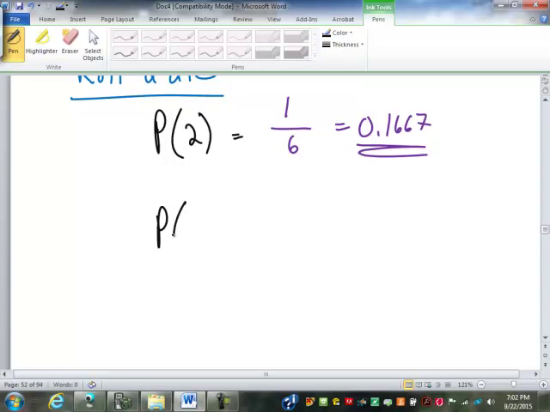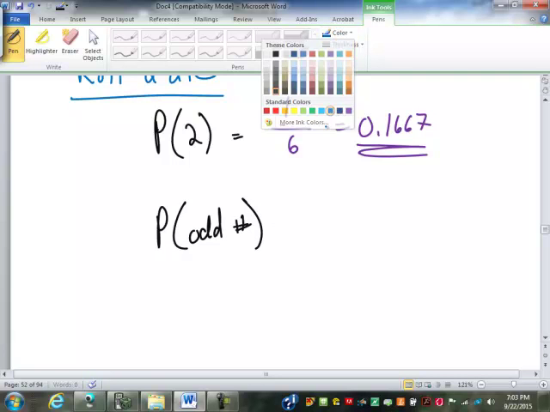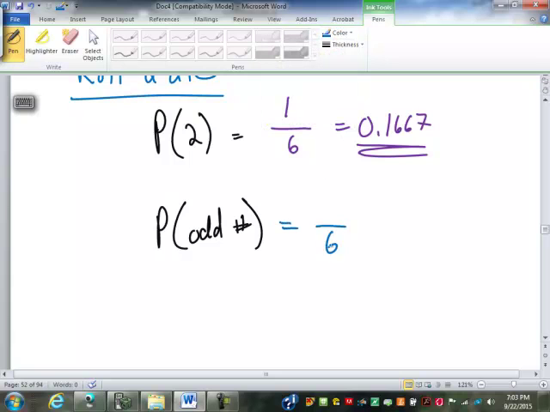What's the probability of rolling an odd number? Well, how many results are on the die? Still 6, right? How many of those would be odd numbers? 3 of them. 1, 3, and 5. There's 3 of them. So that's 1/2 or 0.5 probability.